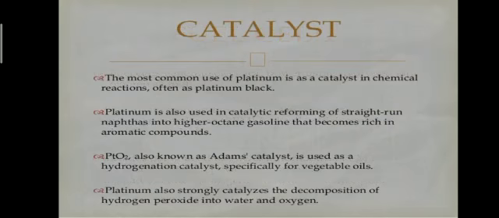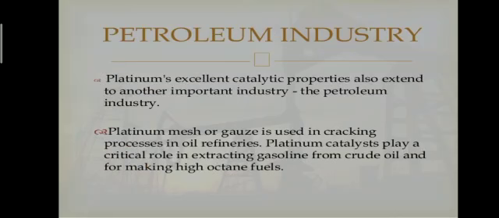As a catalyst. As you know, in many chemical reactions platinum is used as a catalyst. So the most common use of platinum is as a catalyst in chemical reactions, often as platinum black. Platinum is also used in catalytic reforming of straight run naphthas into higher octane gasoline that becomes rich in aromatic compounds. Platinum also strongly catalyzes the decomposition of hydrogen peroxide into water and oxygen, meaning H2O2 into water, that is H2O, and oxygen.